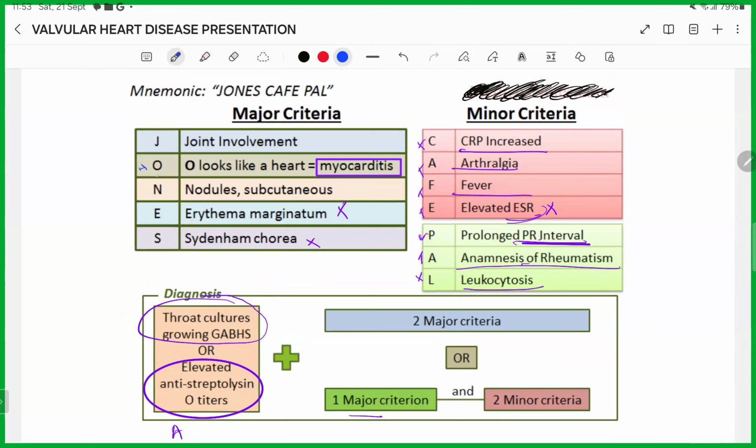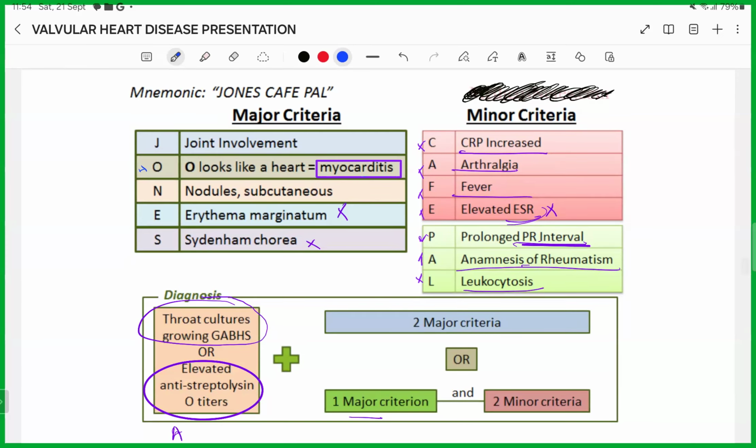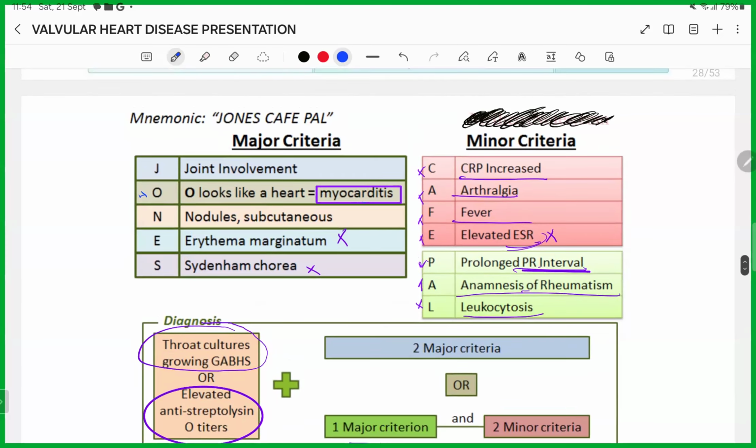O, the O looks like a heart, so it stands for rheumatic carditis. And then N is for nodules, the subcutaneous nodules that we showed. Then erythema marginatum, then Sydenham's chorea, when it affects the basal ganglia. And then you have the minor criteria, which can be remembered with the mnemonic CAFE PAL.